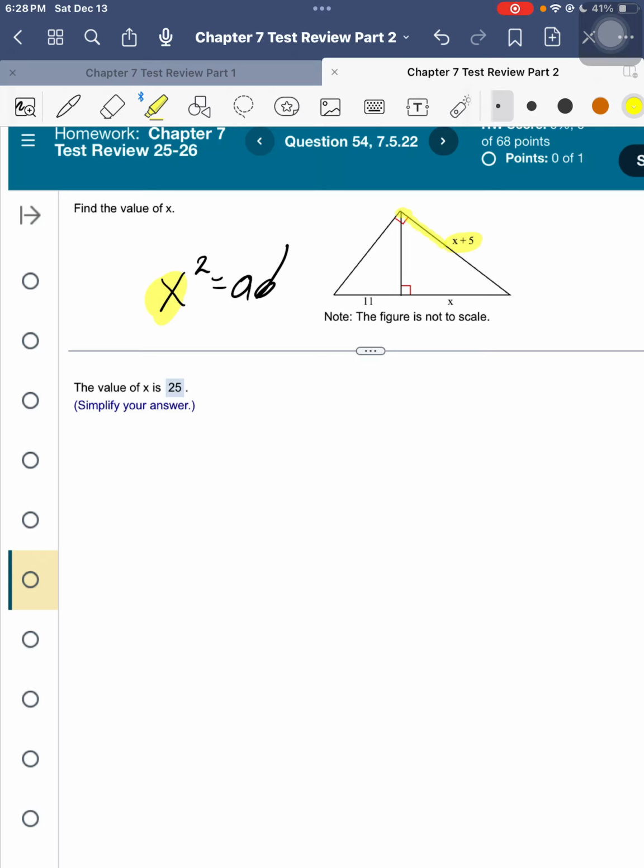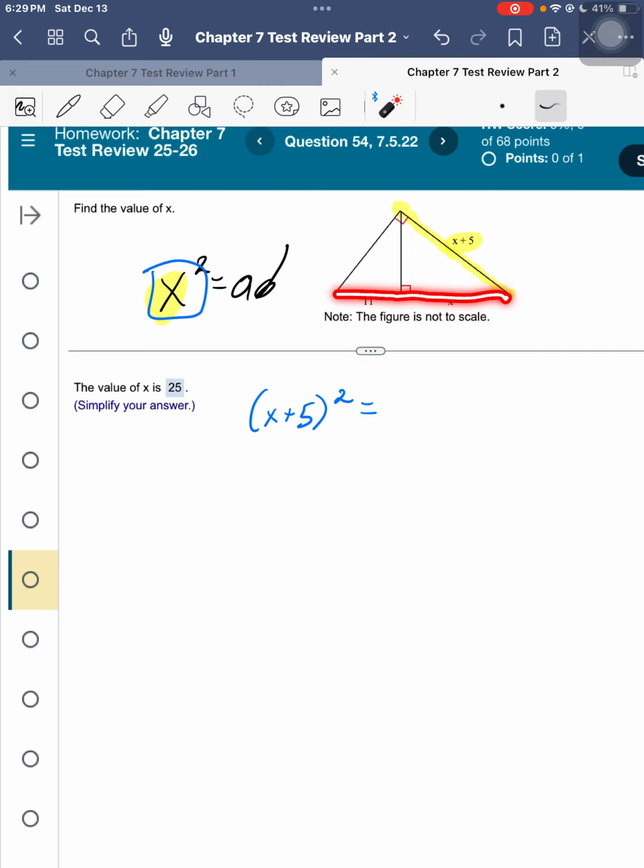And where is this x plus 5 located? On the leg. So I have to treat this like a geometric mean question when my geometric mean is on the leg. So now what gets substituted into this x? It's going to be x plus 5 squared equals. Now when my geometric mean is on my leg, my a is my entire hypotenuse. So this entire hypotenuse is 11 plus x. This is the segment addition postulate, right? Do not say 11x. That's wrong.